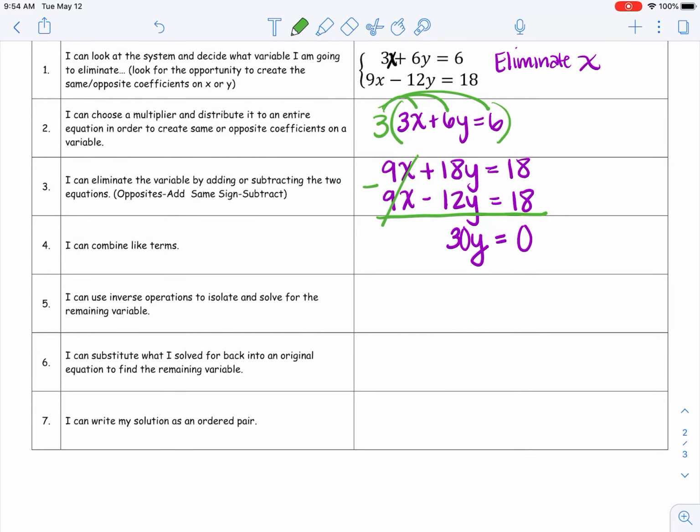Okay, moving on to the next step, I can use inverse operations to solve for the missing variable. So I want to solve for y. I solve for y by dividing both sides by 30. And that means that y is 0. So I'm going to bubble that in.